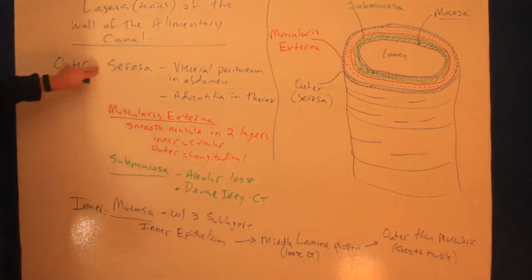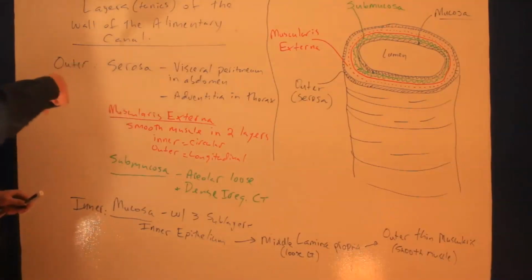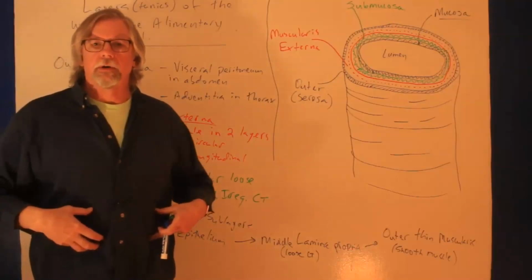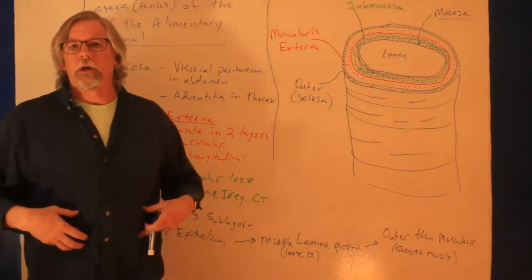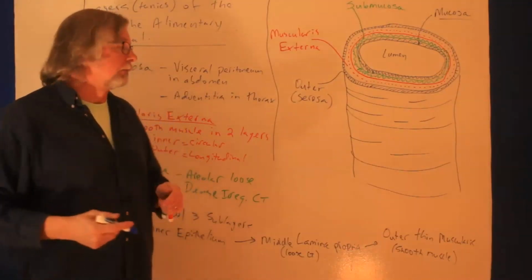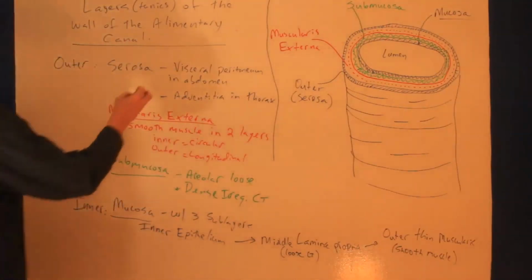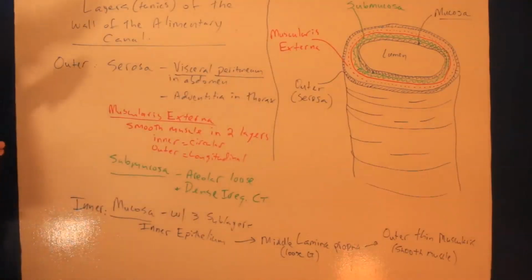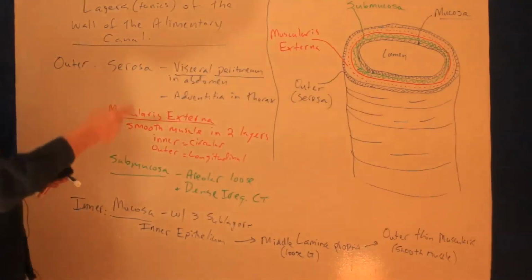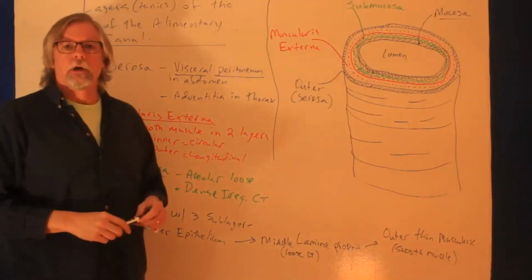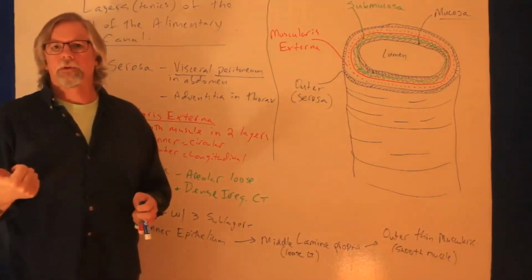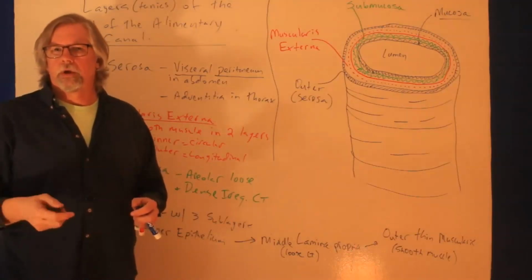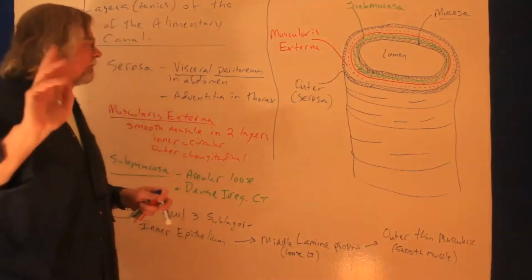What is the serosa membrane? This is wrapped around the tube in the abdominal cavity, the serous membrane. It's called the visceral peritoneum. And this is wrapped around the outside of all the abdominal segments of the alimentary canal. So that includes the stomach, the small intestine, and the large intestine. There are a couple of exceptions to that, but we'll leave that for later on.